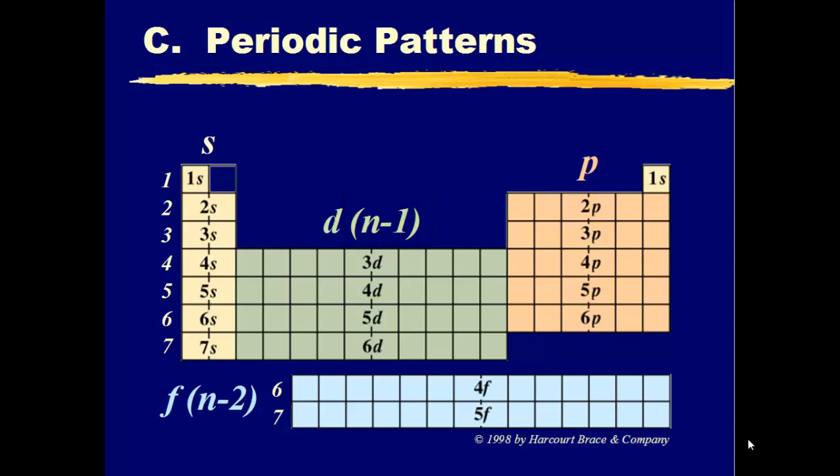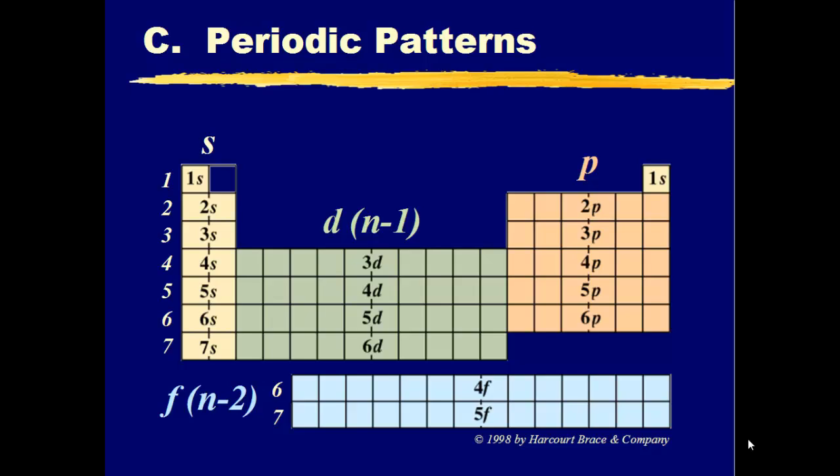So now look at the way these are labeled. The 3D row is actually in the 4th period of the periodic table. The 4D is actually in the 5th period. The 5D is in the 6th period, and the 6D is in the 7th period. You have to subtract 1 from the period that the element is actually in to be able to figure out which D you're using.